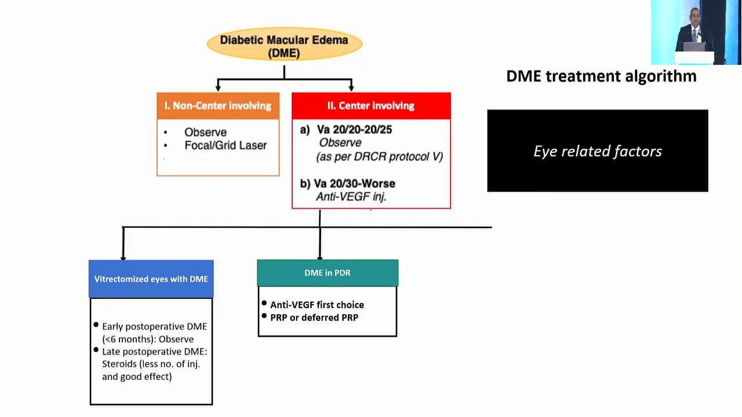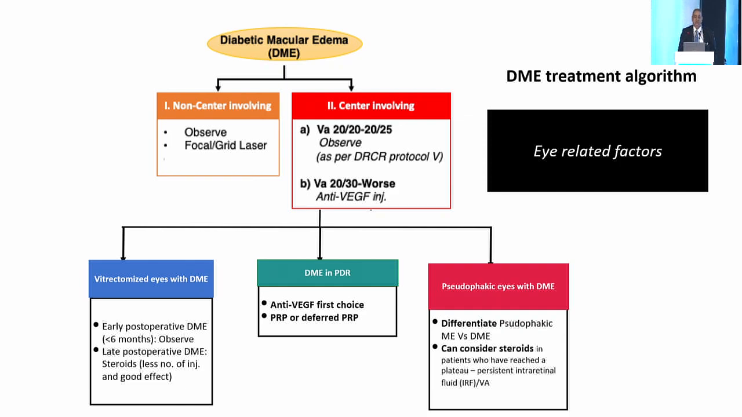If it is diabetic macular edema with proliferative disease, anti-VEGF becomes the first choice, and you do either a same time panretinal photocoagulation. Traditionally, we used to treat only the nasal part, assuming that the macular edema will increase, but with anti-VEGF, we can complete the PRP, or even you can do a deferred PRP.